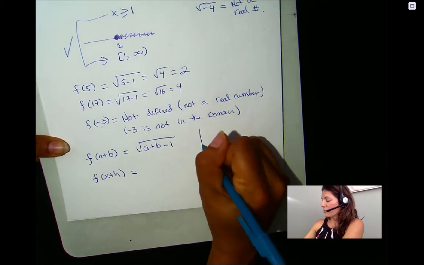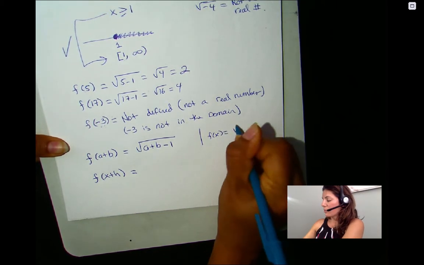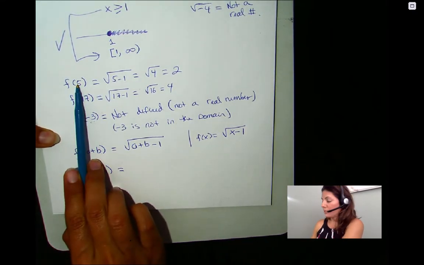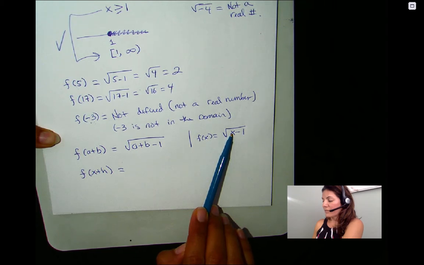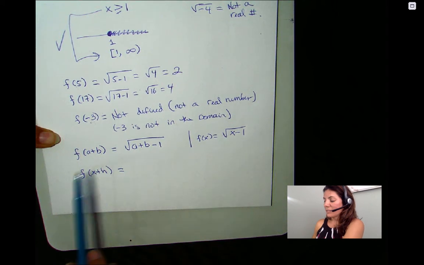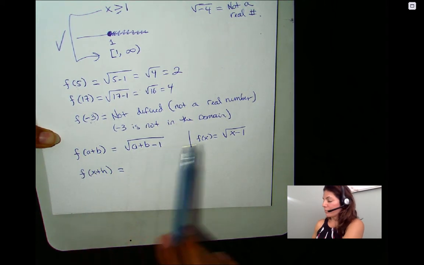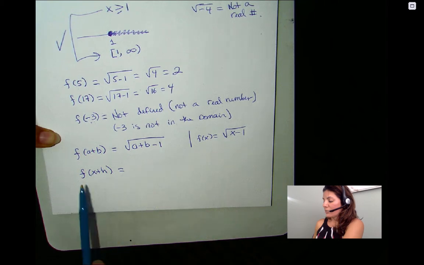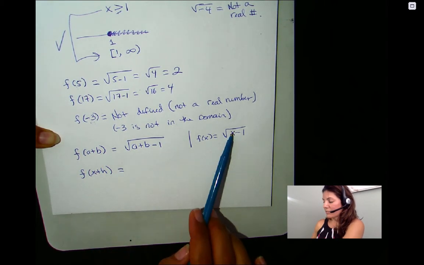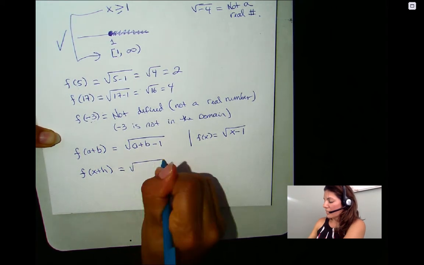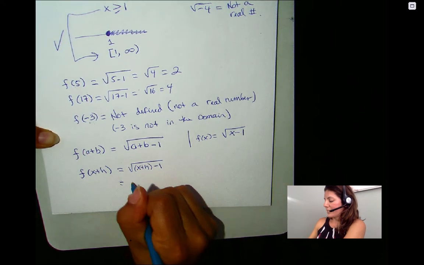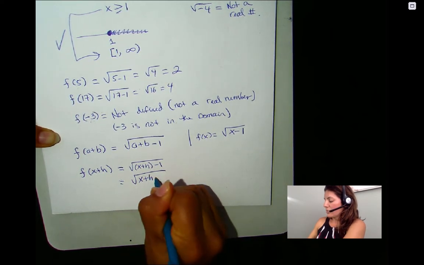Notice that our function was f of x equals the square root of x minus 1. So when we found f of 5, what did we do? We replaced the x with a 5. When we found f of 17, we replaced this x with the 17. When we found f of a plus b, we replaced the x with a plus b. So when we're finding f of x plus h, this whole thing in the parentheses takes the place of x. So this is going to look like the square root of x plus h minus 1. We don't really need the parentheses there, so it's just x plus h minus 1.